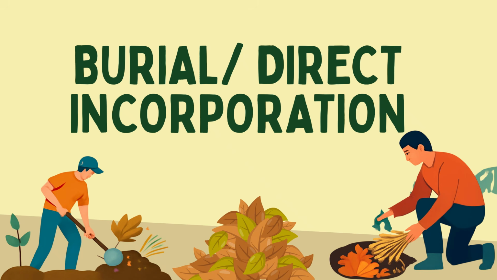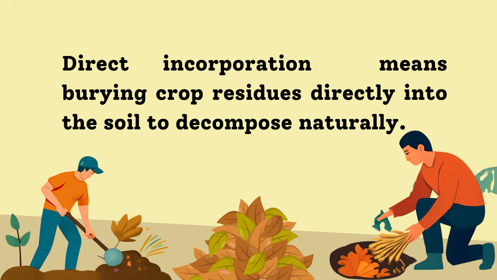Next one is we have the burial or direct incorporation. Direct incorporation means burying crop residues directly into the soil to decompose naturally. Instead of removing crop remains after harvest, farmers bury them in the field. Over time, microorganisms break down these materials and release nutrients into the soil.